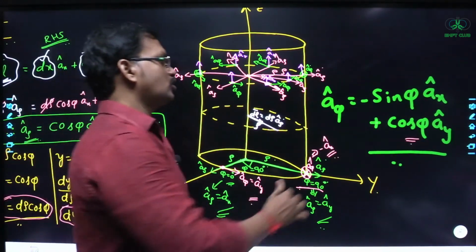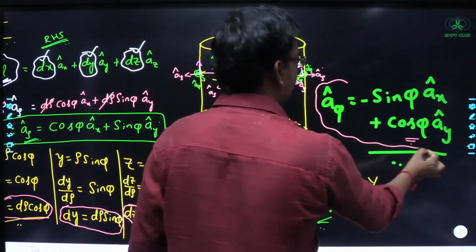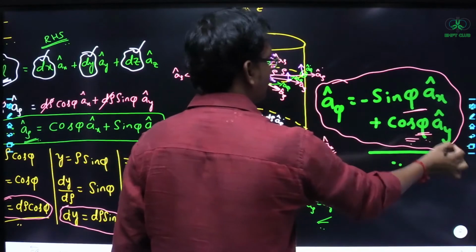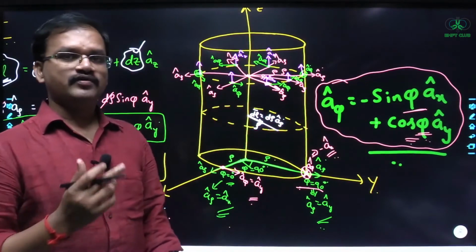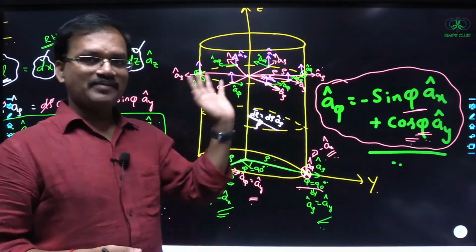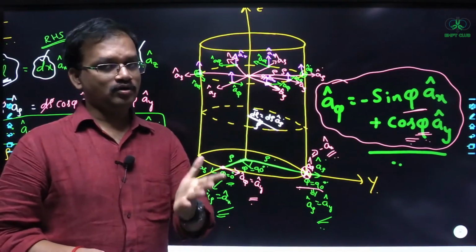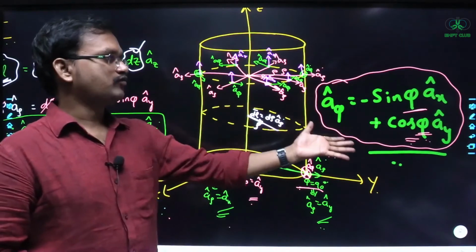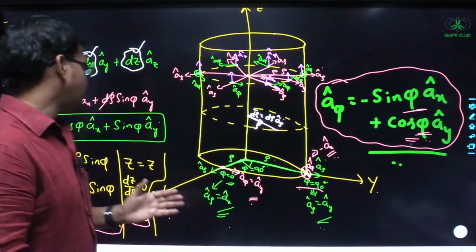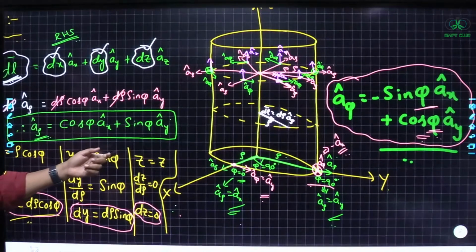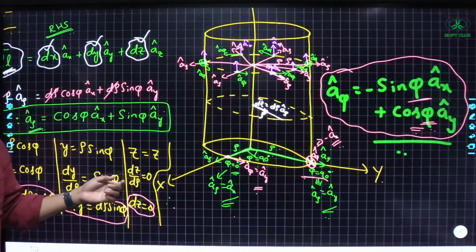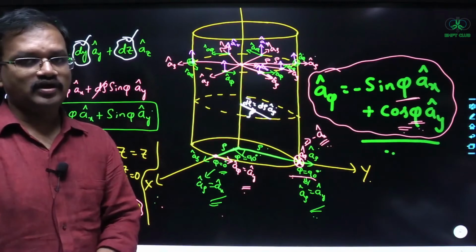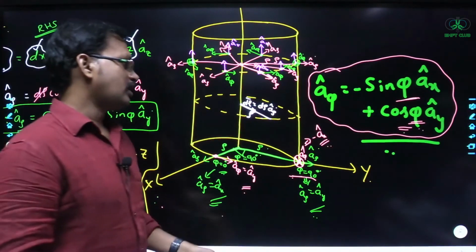Here you can observe that the a phi cap value depends upon phi. As phi varies, the directions of aero cap and a phi cap both vary. How they depend upon phi, that's what we have determined. Aero cap we got as cos phi ax cap plus sin phi ay cap. A phi cap we got as minus sin phi ax cap plus cos phi ay cap. Understood?